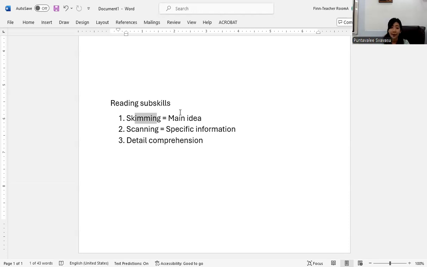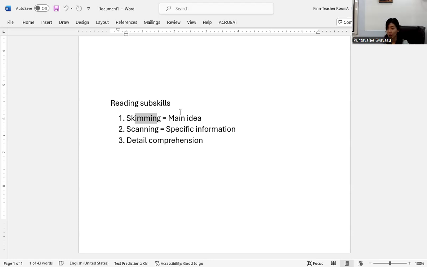The second one is scanning, or reading for specific information. It means that you have a target, the information you want to know, which in this case would be the answer. When you read, you just look for the answer. And when you get the answer, you stop and move on to the next one. So that's scanning.